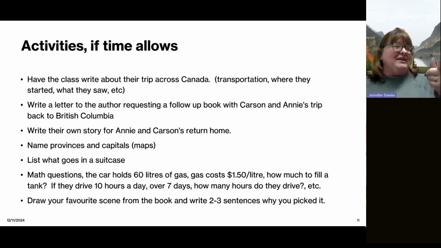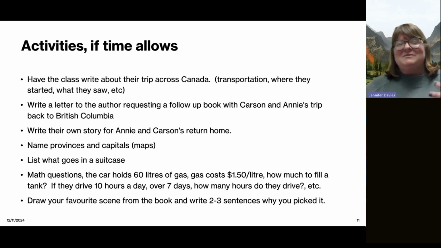And I read an interview with her in Quill and Quire, and she said, no, Carson and Annie's story's done. They've accomplished what they need to accomplish. And I'm like, no, they haven't. They have to get home. So I want her to do that.